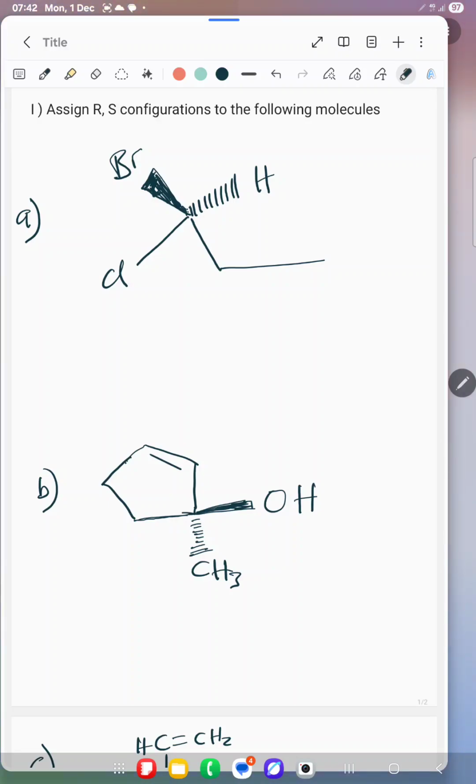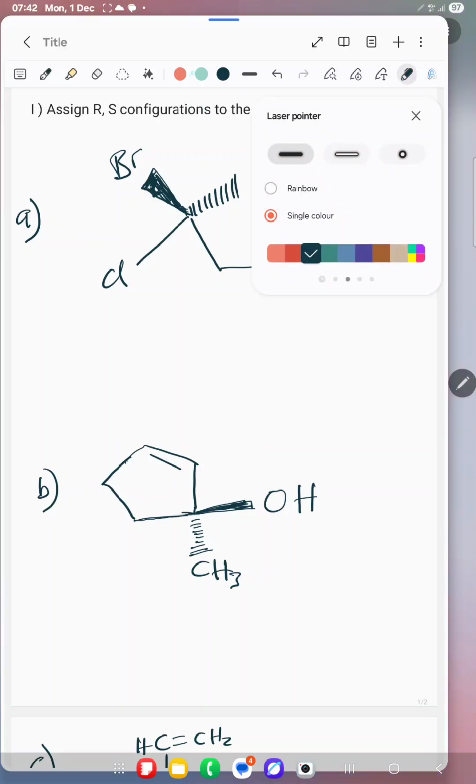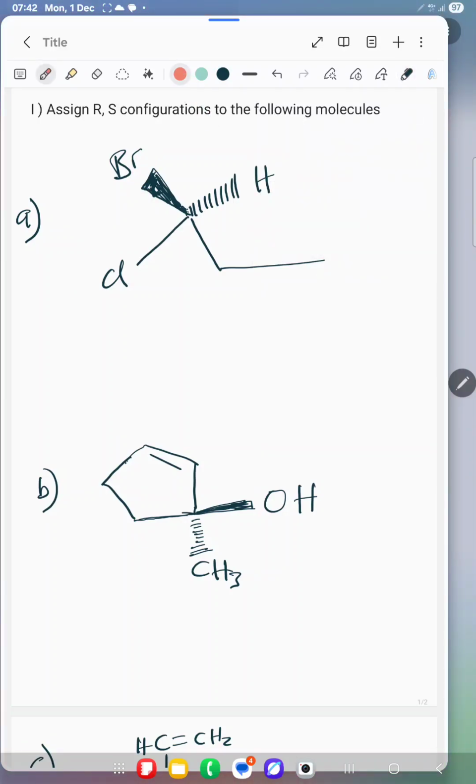So you start assigning. Let's say, for instance, among these elements, which one has the greatest mass number? You are going to find that bromine has the greatest mass number. So we assign number 1 to bromine, and then the one that follows in terms of atomic mass is chlorine. So chlorine will be given number 2.